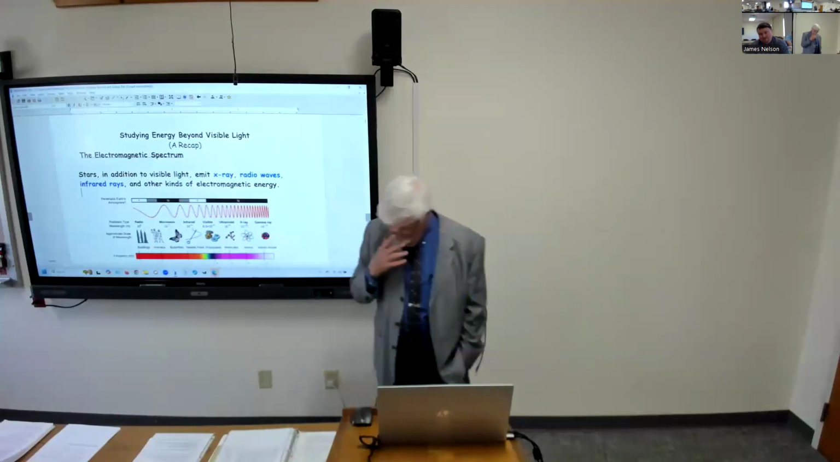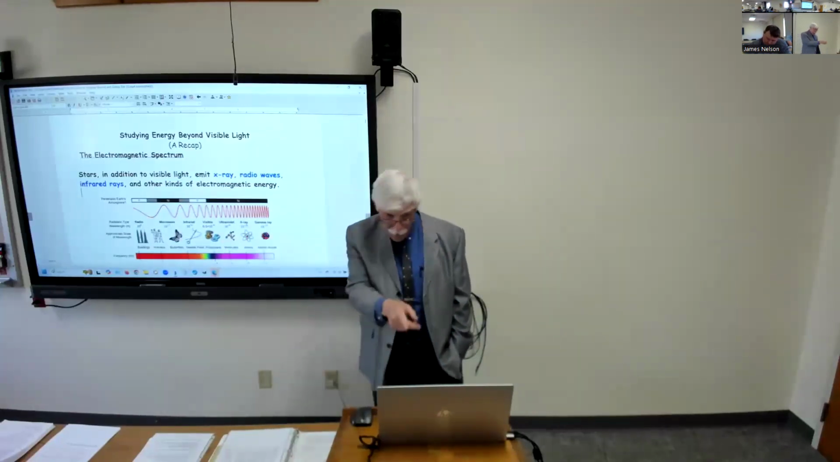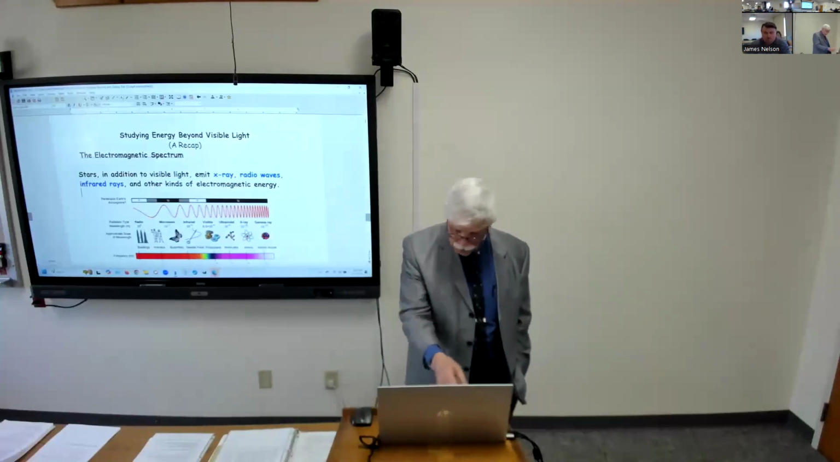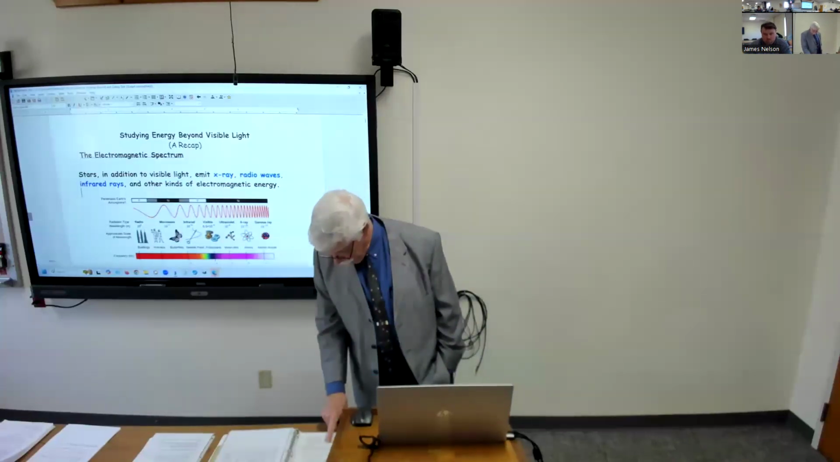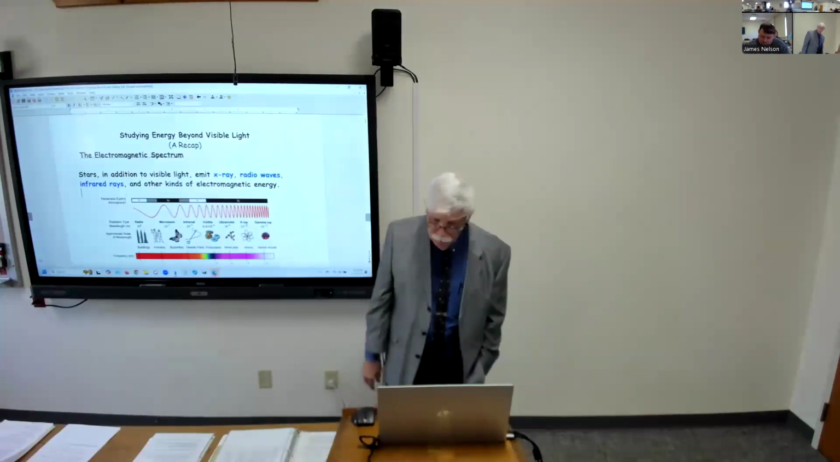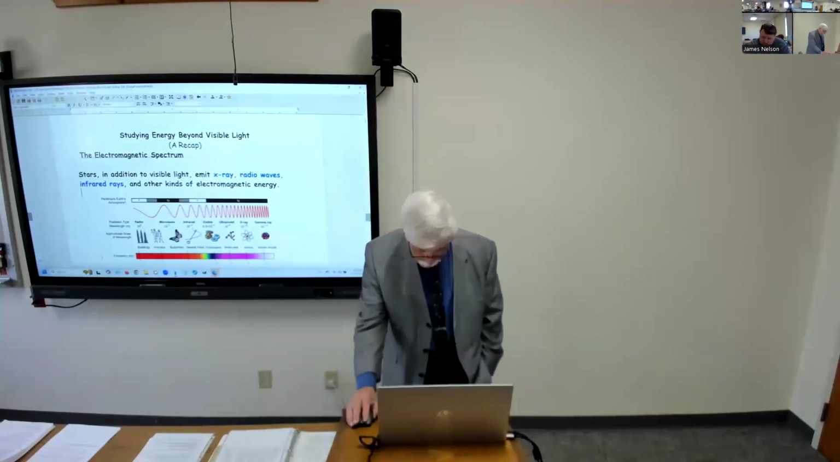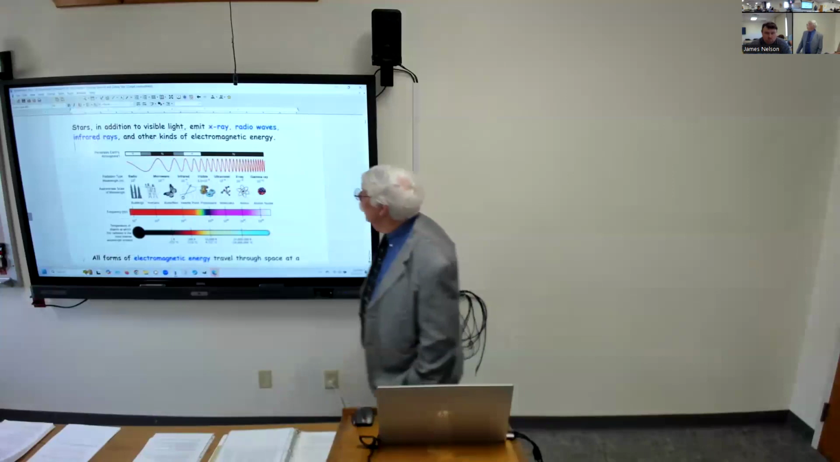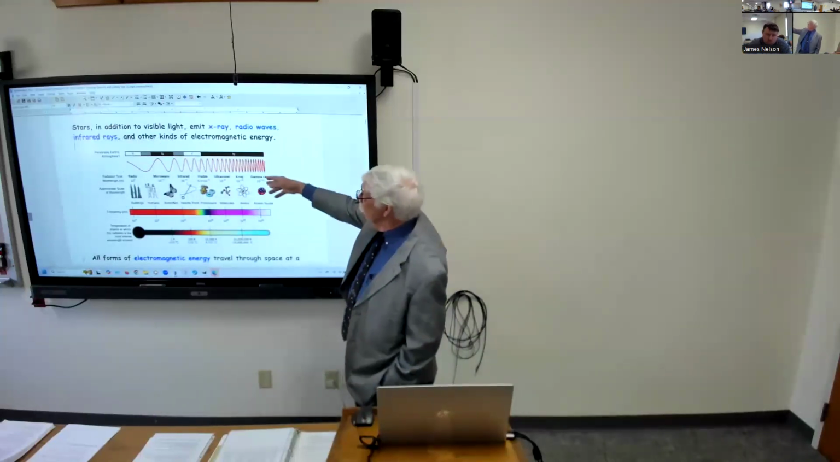So, the electromagnetic spectrum: you have that on this paper, we should be tracking. If you're not tracking with the paper you've got, then tell me. Okay, stars, in addition to visible light, emit X-rays, radio rays, all kinds of stuff.